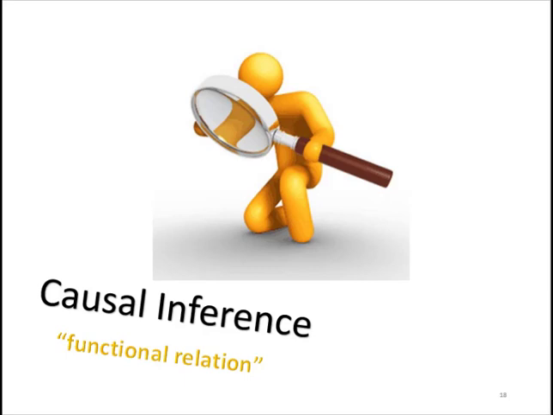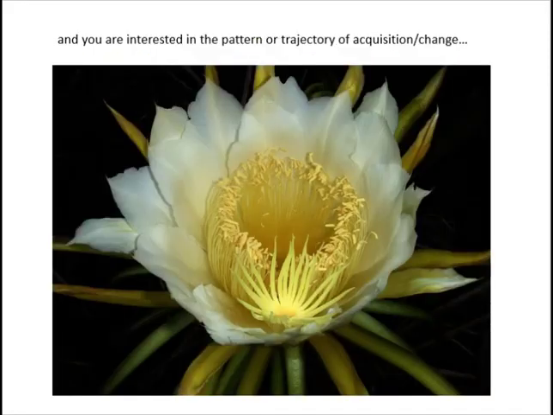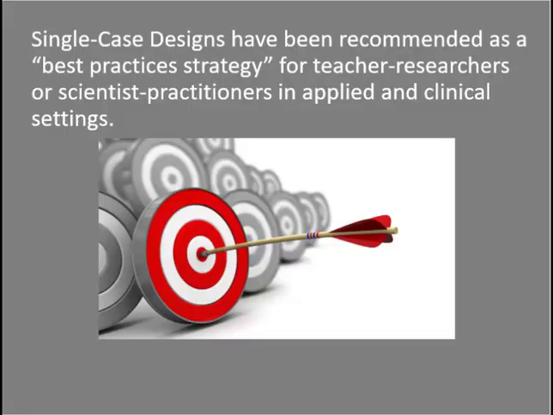Number 2, single subject design or N of 1 research does not mean that we include only one participant in a study. It means that we analyze data for individual cases through repeated measurement so that we can see variation and change. When you are working with a low incidence population and you're interested in the pattern or trajectory of acquisition or change, then single-subject experimental design is an optimal choice. Indeed, single-subject experimental designs allow for fine-grained analysis of unique patterns of response.